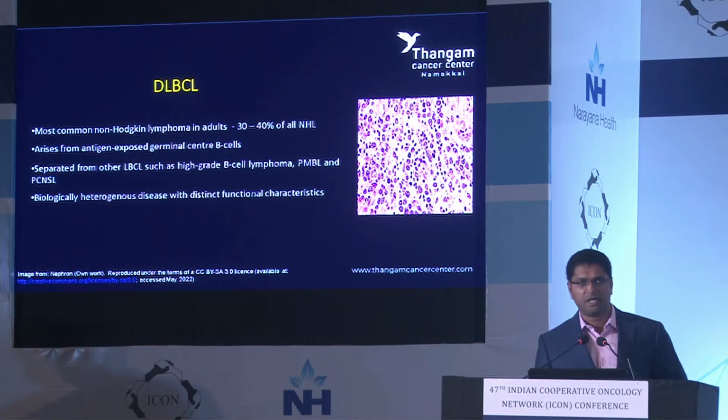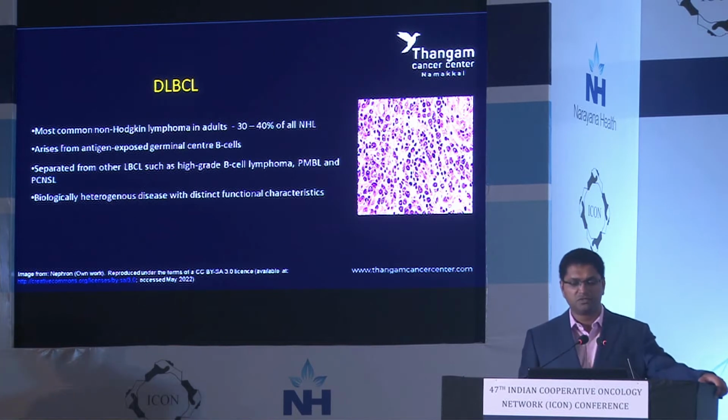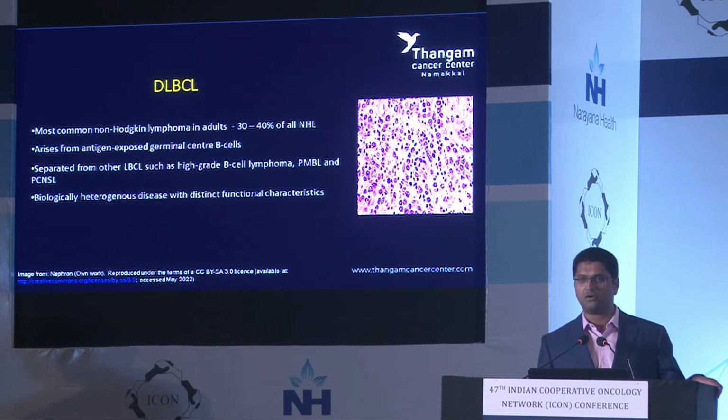So, why DLBCL? DLBCL is the most common type of NHL, and we all know that if we treat 100 people, at least 30 to 35 will relapse, and treating a relapsed DLBCL is actually difficult. So, what is the cell of origin? It arises from the antigen-exposed germinal center B cells. It is separated from other LBCL such as high-grade B-cell lymphoma, PMBCL, and PCNSL, and these are very heterogeneous. DLBCL is a heterogeneous disease. Not all respond to R-CHOP equally.